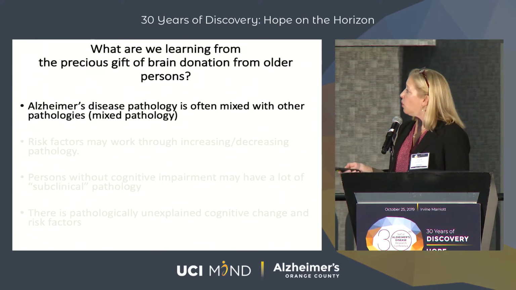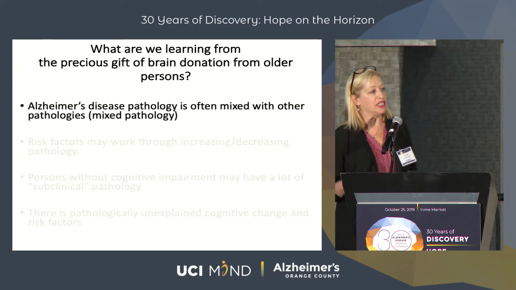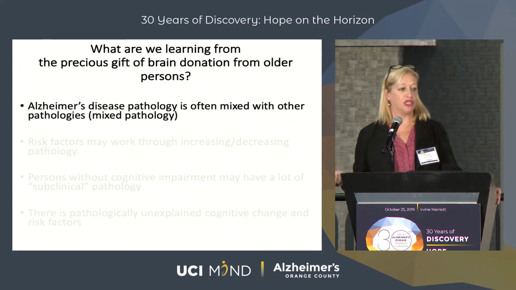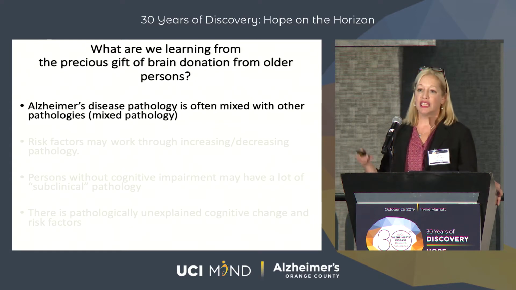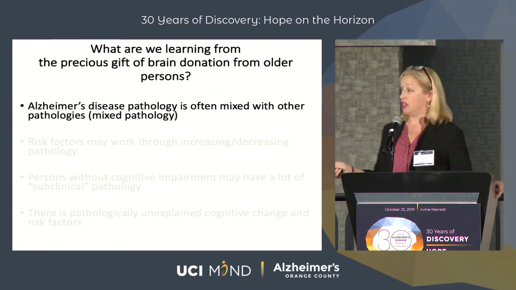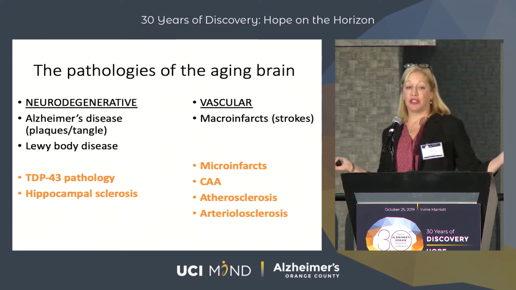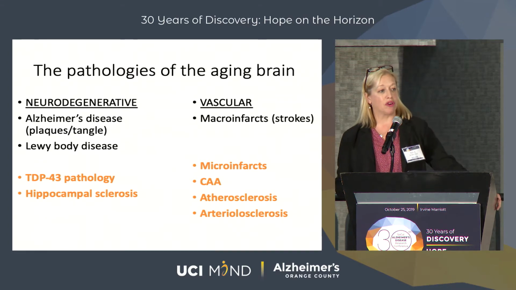So what I'm going to do is then start with this mixed pathology idea. You've been hearing it's not only Alzheimer's disease, what else is it? So I'm going to show you some of the things that we found in these brains of older people who have dementia and who don't have dementia. So we see Alzheimer's disease, of course, plaques and tangles. We see vascular disease, macroinfarcts, which are strokes.